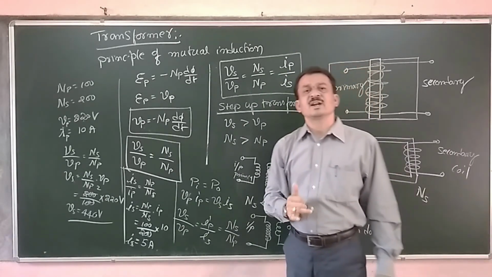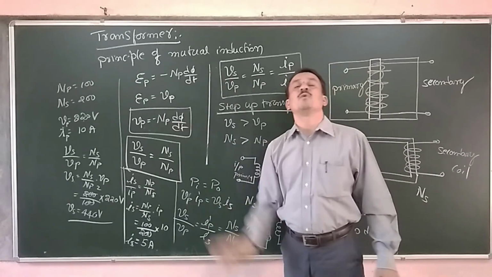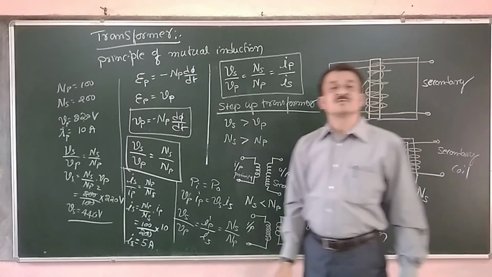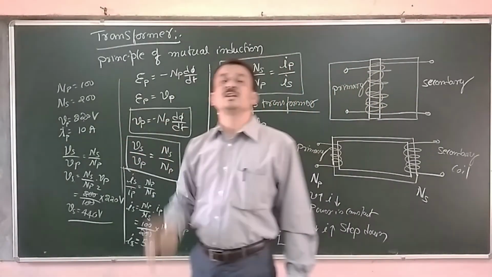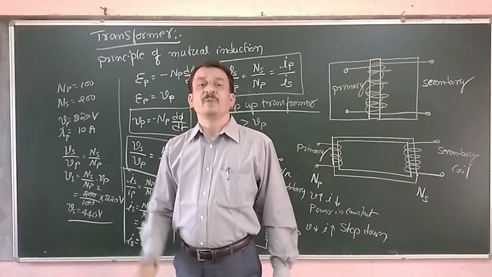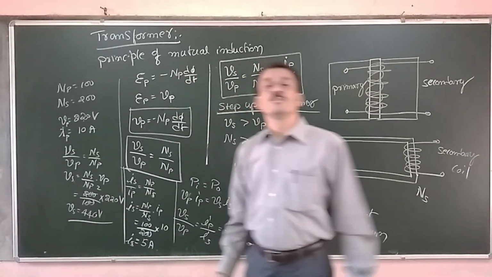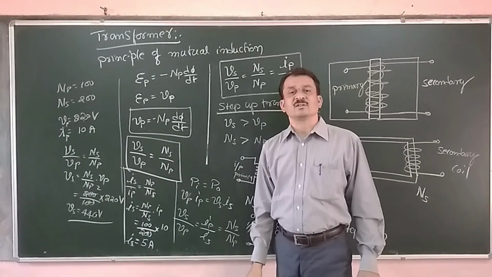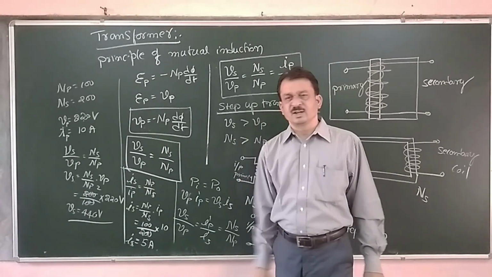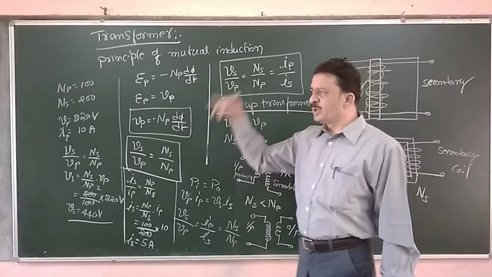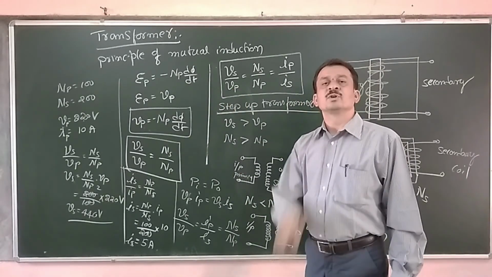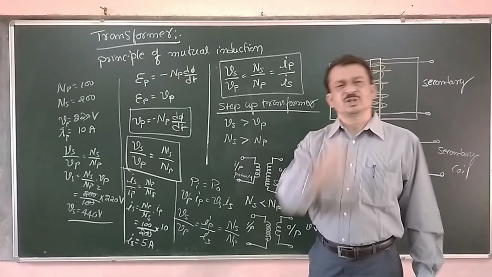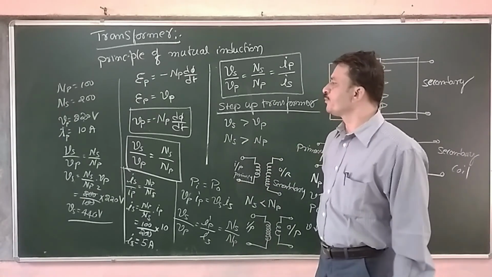Why do we have to decrease the current? In order to transmit this power with high voltage and low current, because of the presence of the resistance of the transmission line, there is a loss of energy in the form of Joule heating effect, that is I square R, that you have studied earlier. So in order to minimize that loss, we have to transmit that power with high voltage and lower current.